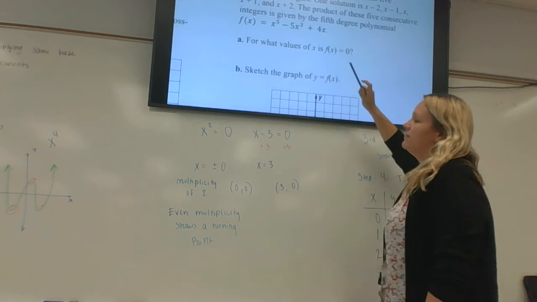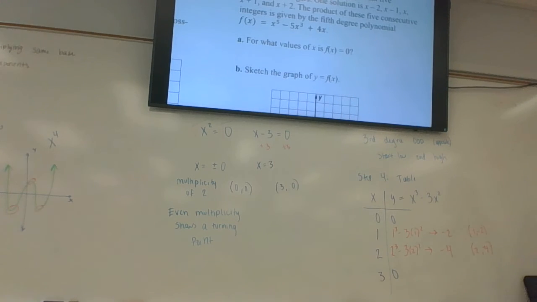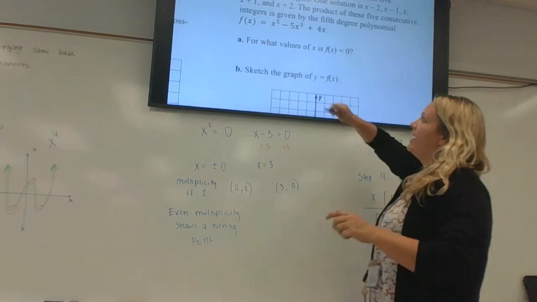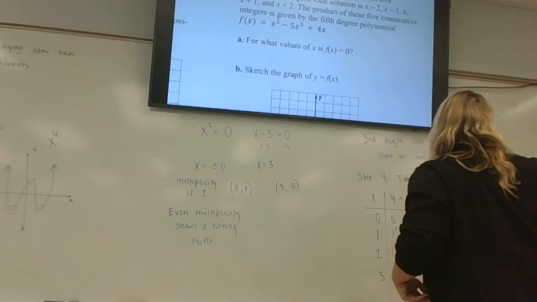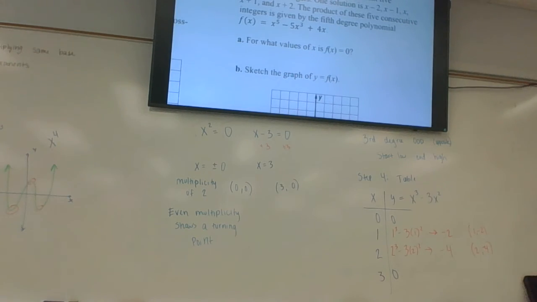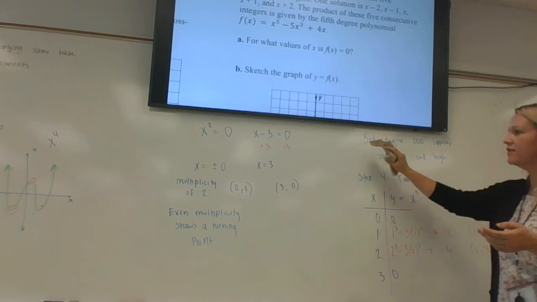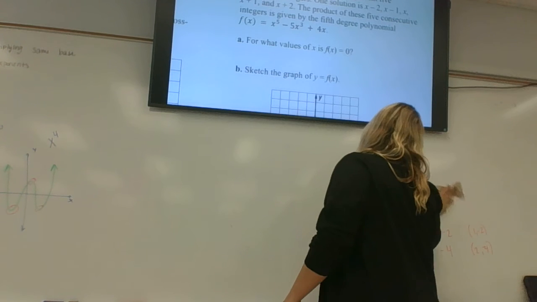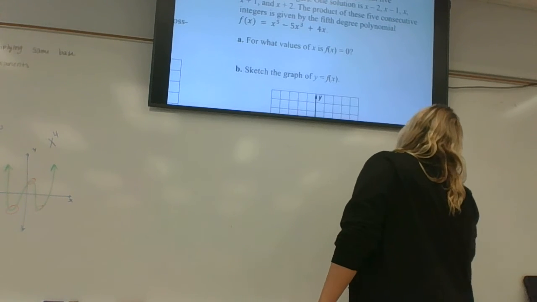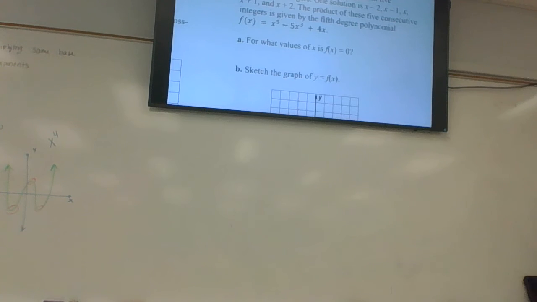The product gives us this 5th degree polynomial. For what values of f of x is 0? That's saying find the zeros. So what I want you to do, it'd be great if you did it in groups, would be to factor. Factor this 5th degree polynomial. Go ahead and try it. Not all polynomials can be factored. The easiest ones can be factored. It makes it easier to create a graph if it can factor.